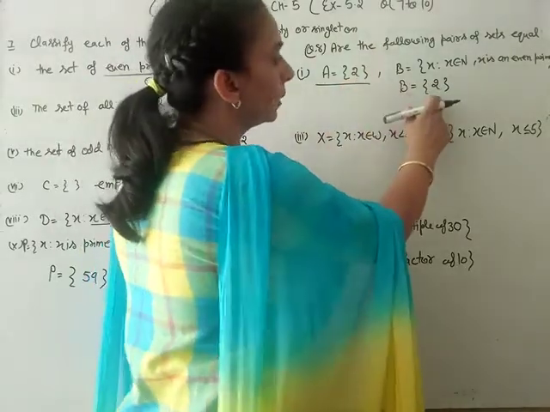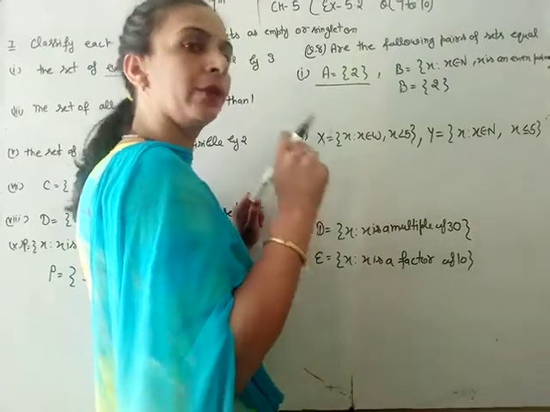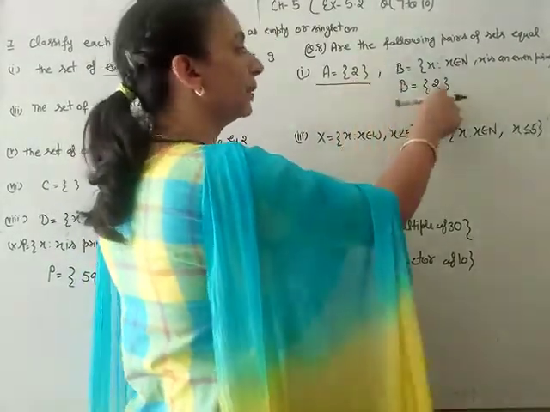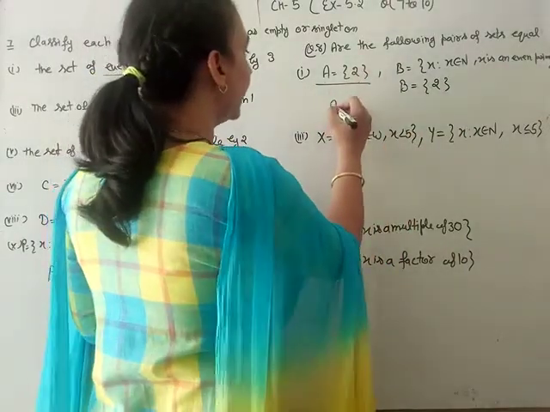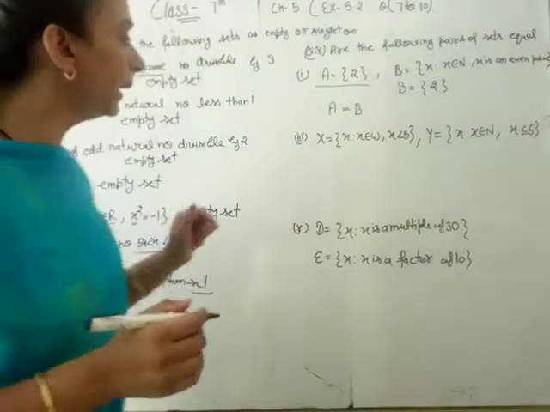In set B there is also one element. Number of elements same means cardinal number same, and same elements. There is also 2. There is also 2. So set A equal to set B. Set A and set B both are equal.